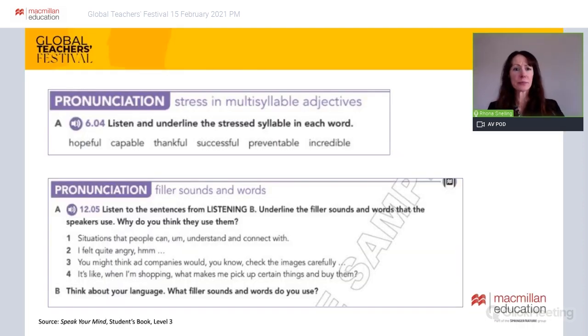Let's look at a couple of examples of pronunciation. So here, this is from Speak Your Mind Students Book Level 3. That's B1 level. The examples we looked at earlier were pre-A1 and A1, so this is quite a few steps up now in the language learner journey. I'll give you a couple of seconds just to read through those, and then we'll talk through them together.